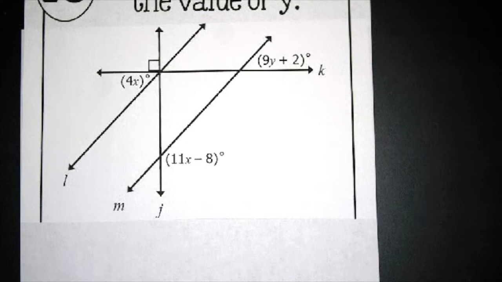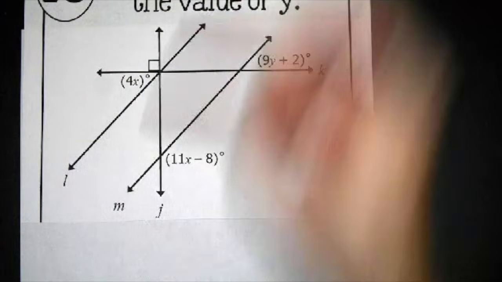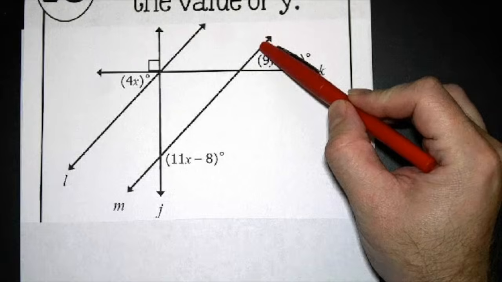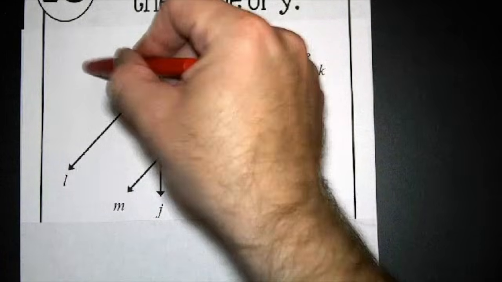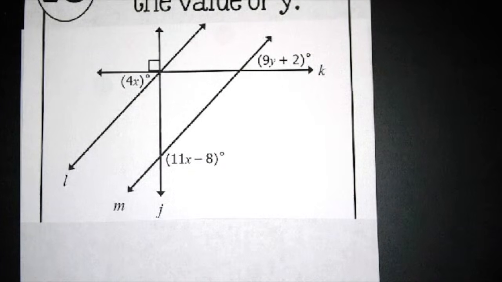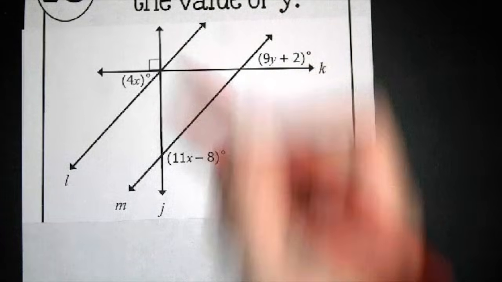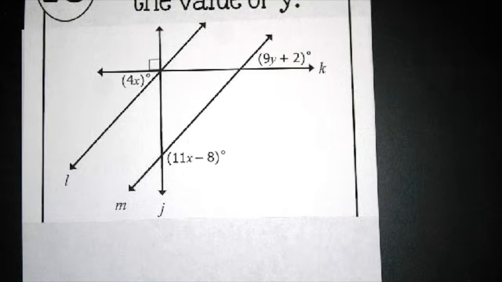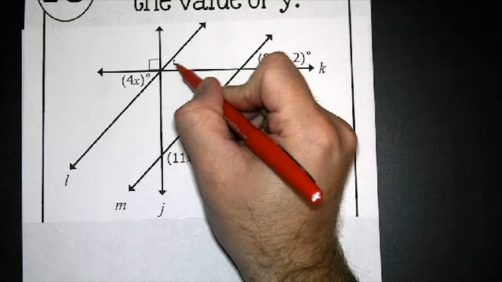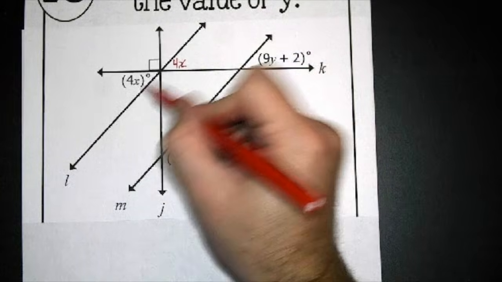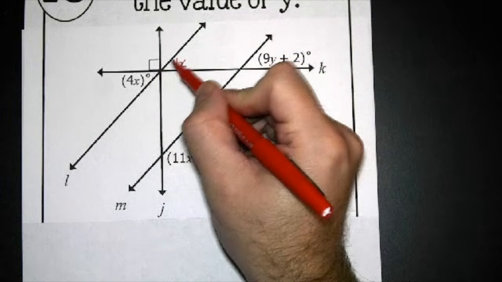So reading the directions, I know that line L is parallel to line M. So those are my parallel lines. Line J is a transversal, and line K is also a transversal. So the key to solving this problem is recognizing that vertical angles are congruent. That's the first key. So I know I have a 4x here. So that makes this angle right here 4x also, because vertical angles are congruent and vertical angles are across from each other.